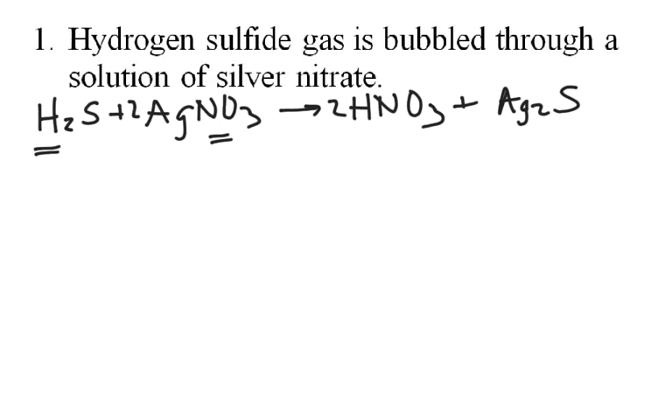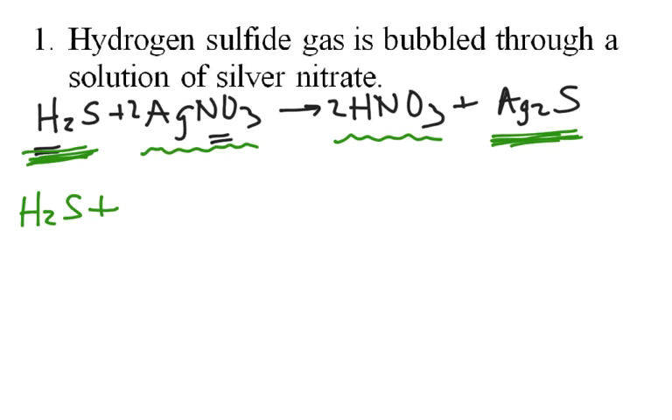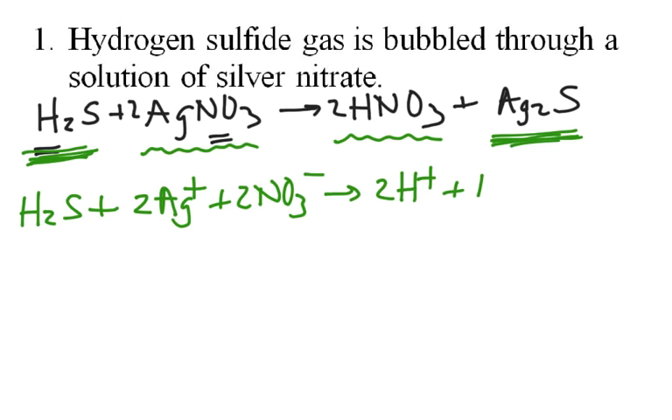Now we want to look at it and say, okay, H2S, that is a gas, so we are going to leave that totally as is. And the nitrate, we're going to separate into ions. Strong acid, HNO3, we're going to separate into ions. And our silver sulfide, sulfides are almost always insoluble, so that's going to be our precipitate. So keep this one together. Now our next step then, we're going to say H2S plus, now split this up into 2 Ag+ and 2 NO3-. The HNO3, split that up into 2 H+, 2 NO3-, and then the last compound, Ag2S, stays together as the solid.